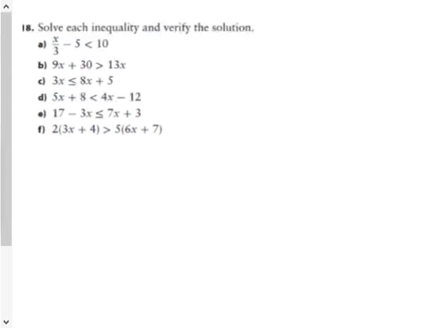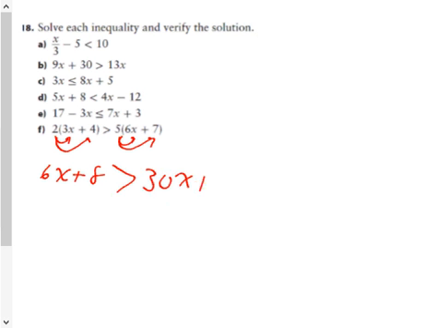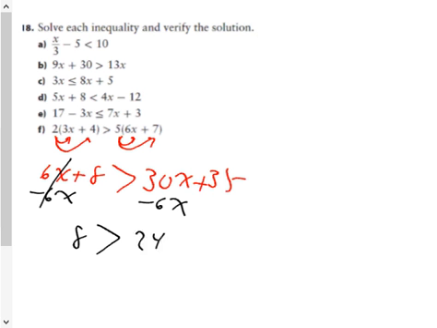And our last question in question 18 says distributive property. So the first thing I'm going to do is expand both sides using the distributive property. That gives me 6x plus 8 is greater than 30x plus 35. We have a binomial on both sides, so I'm going to get rid of the algebraic term that is the least amount by subtracting 6x from both sides. You don't have to, but you can. 8 is greater than 24x plus 35.